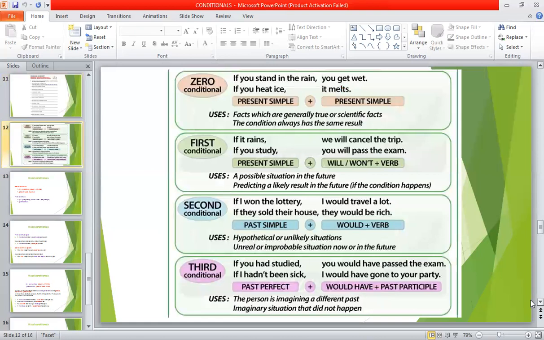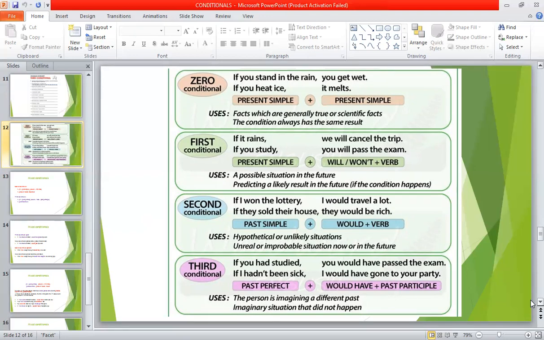Here's a graph to sum up. This is like a summary that tells you all the conditionals: zero conditional, first conditional, second and third conditional, the form and examples and usage for all of them. This page is everything. Actually, it tells you everything about conditionals.